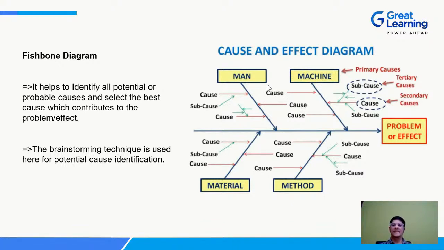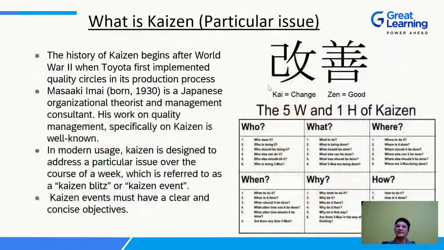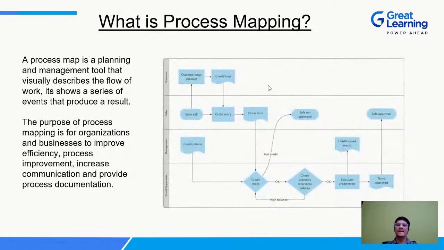So now if you're wondering, we covered various topics, for example, 5S. 5S is essentially a tool where you map out what you need to sort, what you need to simplify, what you need to shine, what you need to standardize in the process, and also how you sustain it. When you map it out, you need to understand how you sustain it. Once you have your 5S ready, you can host your Kaizen event to address a particular issue with a certain group of people and understand who, what, where, when, why, and how.